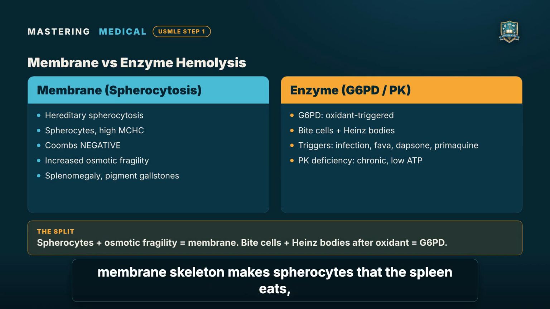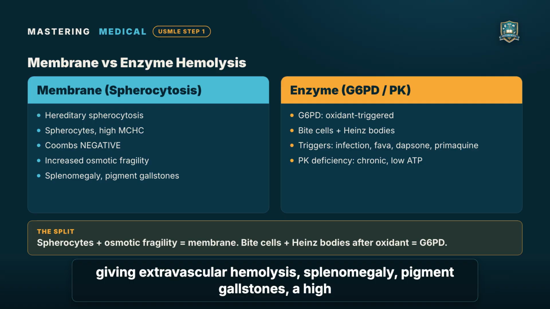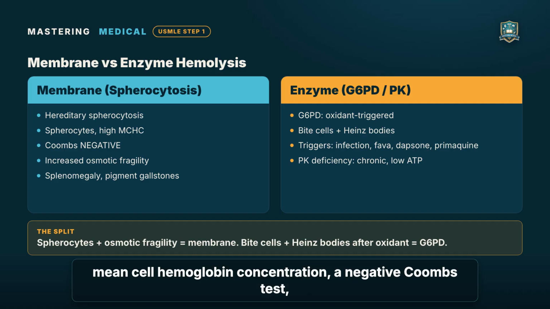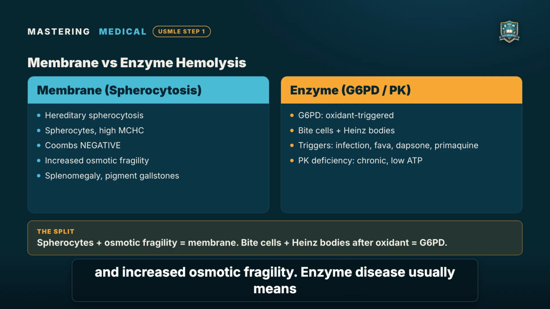A defective membrane skeleton makes spherocytes that the spleen eats, giving extravascular hemolysis, splenomegaly, pigment gallstones, a high mean cell hemoglobin concentration, a negative Coombs test, and increased osmotic fragility.